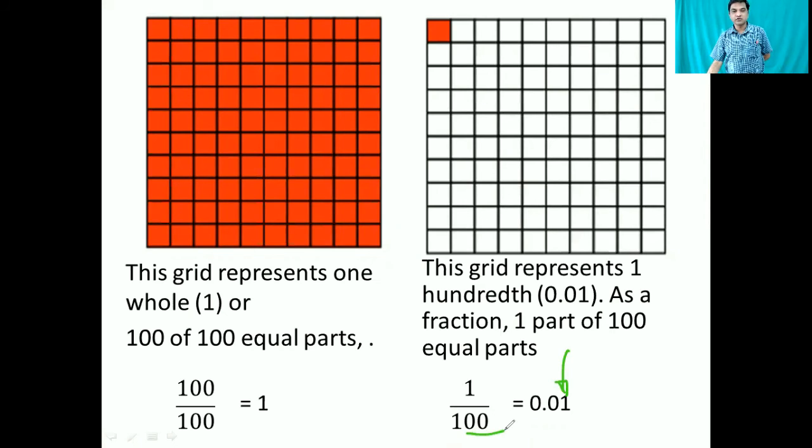As you can see, how many zeros are there? 2 zeros are there. So actually there should be 2 decimal places. As before, one, we can write any number of zeros, and as 2 zeros are there, we are going to put a decimal point over here. So 1 out of 100 is written as 0.01.